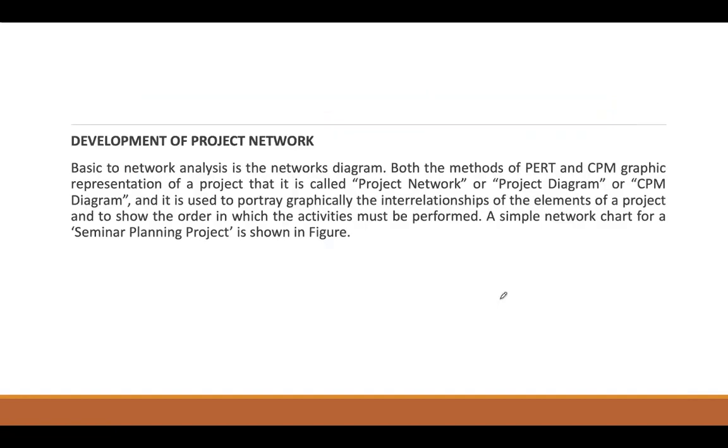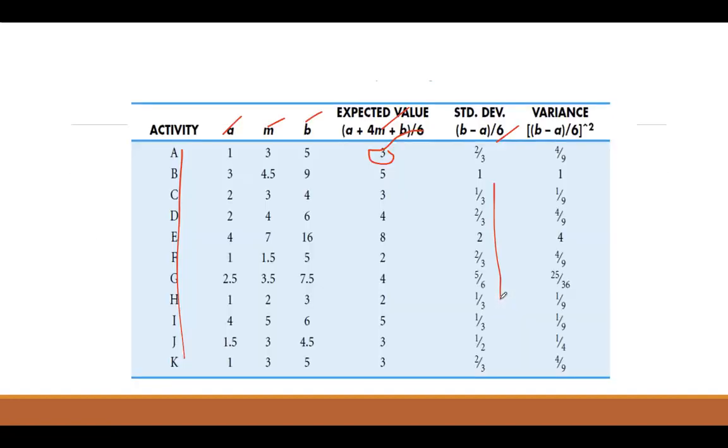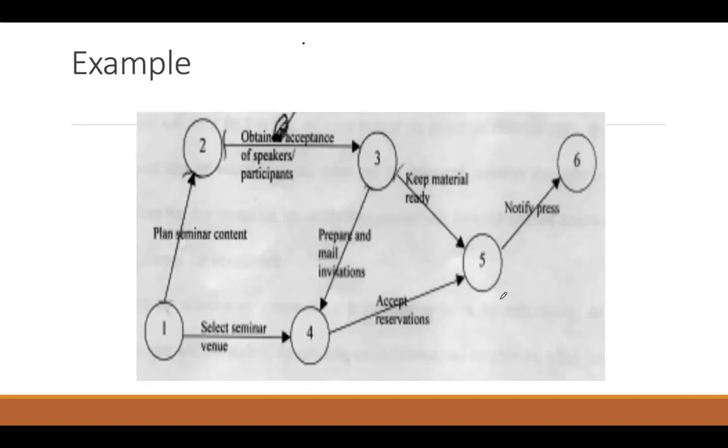Okay, so this is just an example of a network diagram. So we all know now how to calculate the expected time value. Now let's talk about the network diagram. So what is a network diagram? It is basically a diagram which shows the flow of activities. For example, after 1, your activity 2 will start, then 3 will start, and likewise.